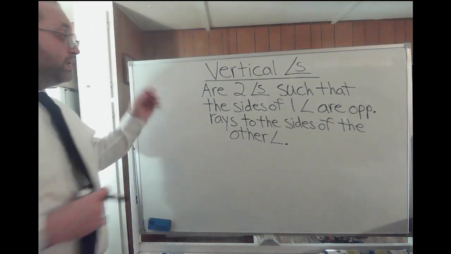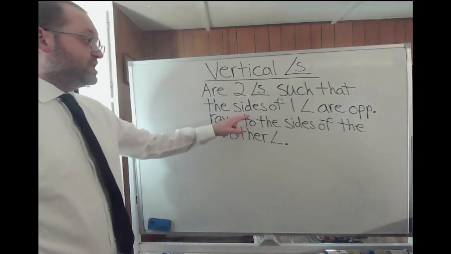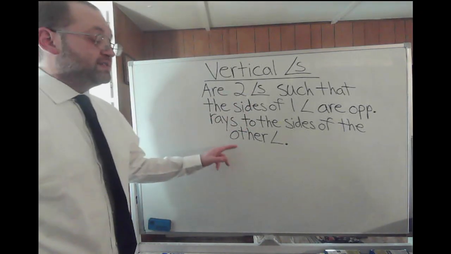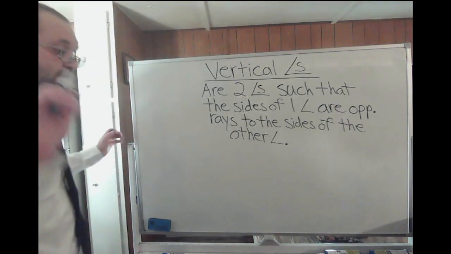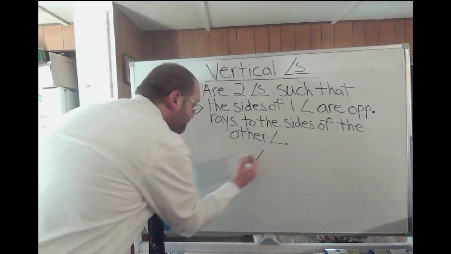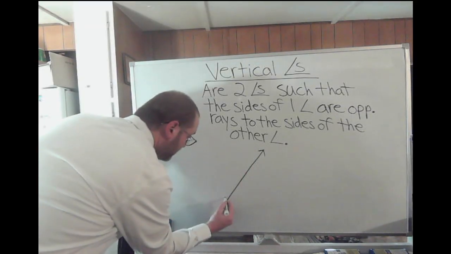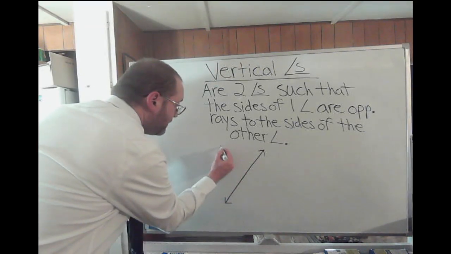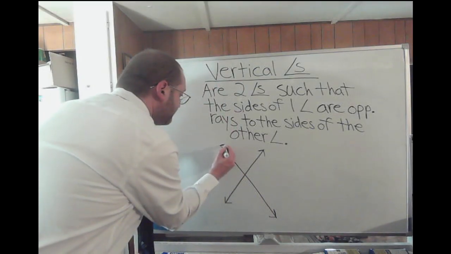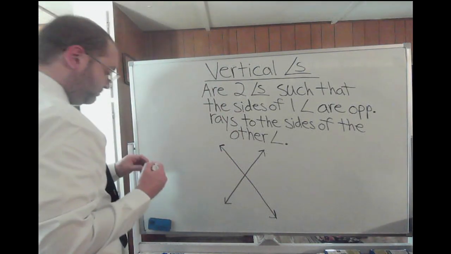Alright, so vertical angles are two angles such that the sides of one angle are opposite rays to the sides of the other angle. What do I mean by that? So what does this mean? Well, let's draw some intersecting lines here. I'm going to demonstrate vertical angles here.